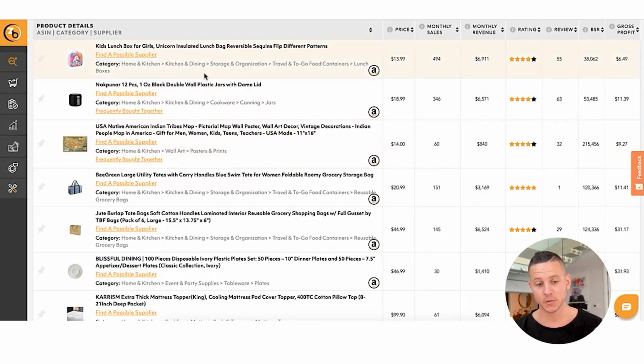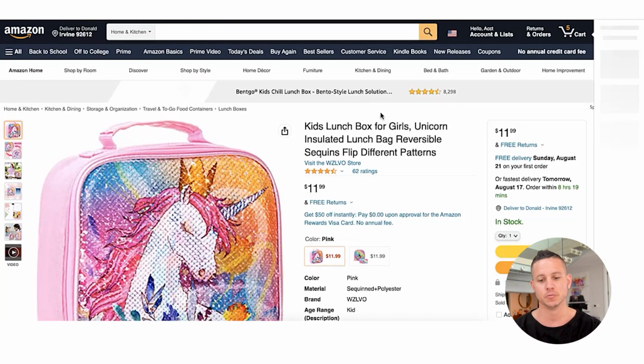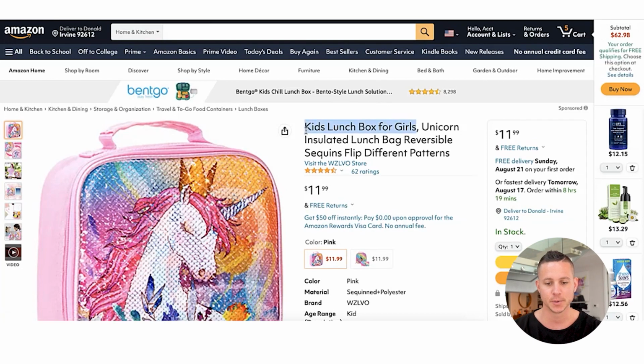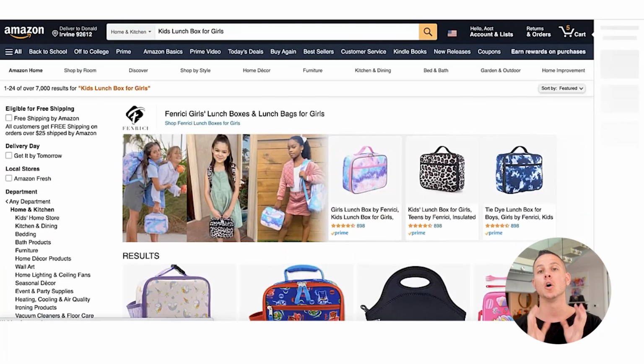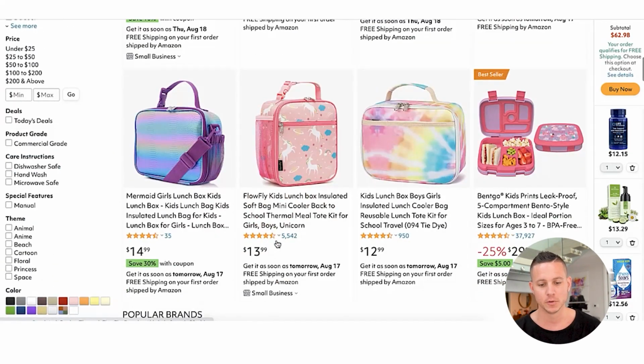One of the reasons that I like to use the keywords tab is because the keywords tab actually shows you overall product niches. And so what you'll see, for example, is like kids lunchbox for girls, right? This particular product has almost 7,000 in monthly revenue, only 55 reviews, right? But if we actually went and tried to find this particular product on Amazon, for example, what I'm guaranteeing you right now is that if you type in kids lunchbox for girls into the overall Amazon product research search bar, you can see that there's way more reviews here, 5,500, 950, 37,000.